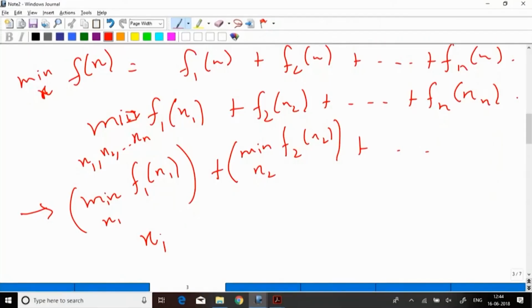The problem is that this minimization may come up with some x1 star, this may come up with some x2 star, and this may come up with some xn star, and these need not be equal. But you have to finally report one x. So, which x will you report? Clear? That is the problem. What is the solution to the problem?